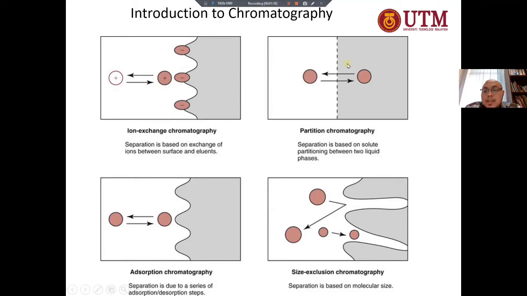For partition chromatography, it can help to have a better separation because the interaction with the stationary phase will be much deeper compared to adsorption, because adsorption is on the surface. But of course, if you are using partition chromatography, it will take a much longer analysis time. If your analytes are not that many, only one or two, you can go for adsorption chromatography. If the absorptivity or characteristics of your analytes are about the same, you can try to proceed by using size exclusion chromatography.